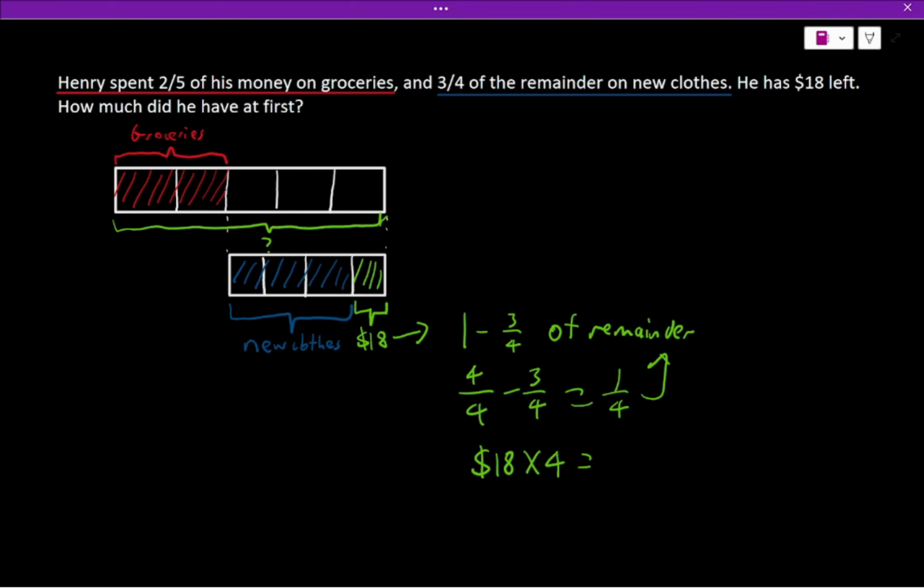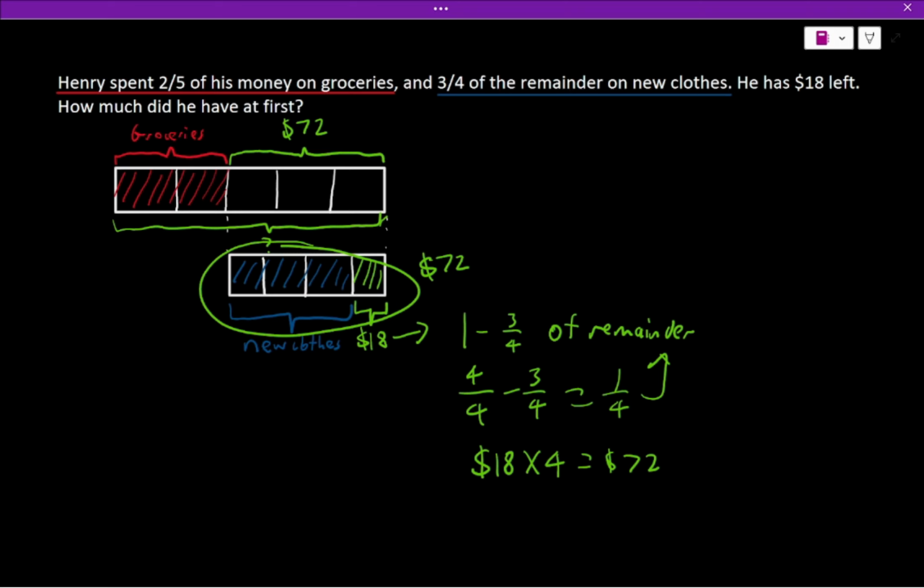What does this give us? Well, 8 times 4 is 32, carry the 3, and you get 72. So now we know that this section right here is $72. Okay, so now we have a relation between $72 and the fifths. The $72 is the value of 3/5 of his money.